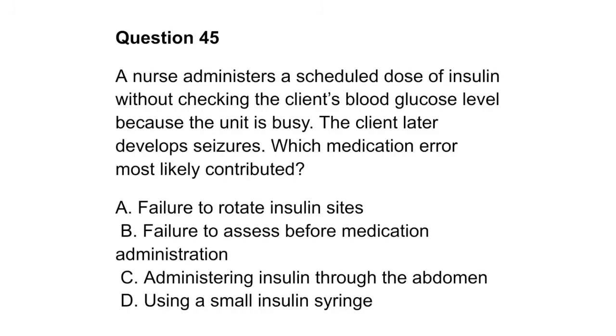Question 45. A nurse administers a scheduled dose of insulin without checking the client's blood glucose level because the unit is busy. The client later develops seizures. Which medication error most likely contributed? A. Failure to rotate insulin sites. B. Failure to assess before medication administration. C. Administering insulin through the abdomen. D. Using a small insulin syringe.